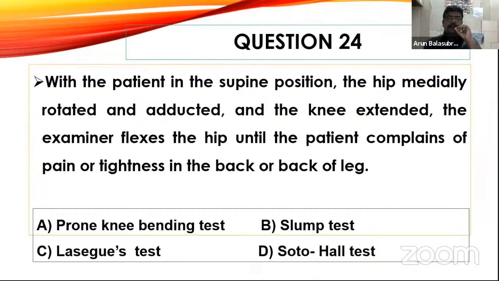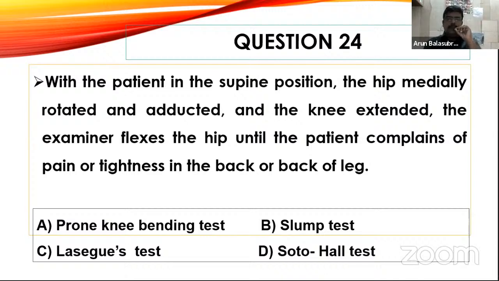Prone knee bending test, slump test, Lasegue's test, or Soto-Hall test. It's a modification of SLR. It's called Lasegue's test. So SLR is a straight leg test, which has to be done passively. We have to lift the patient's leg and do a straight leg raise.